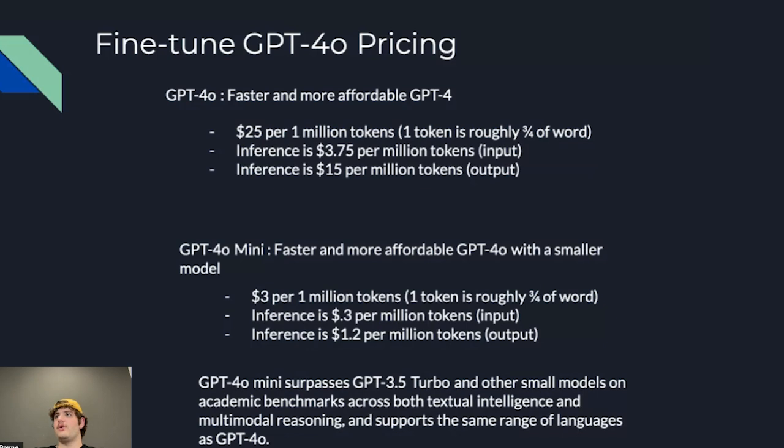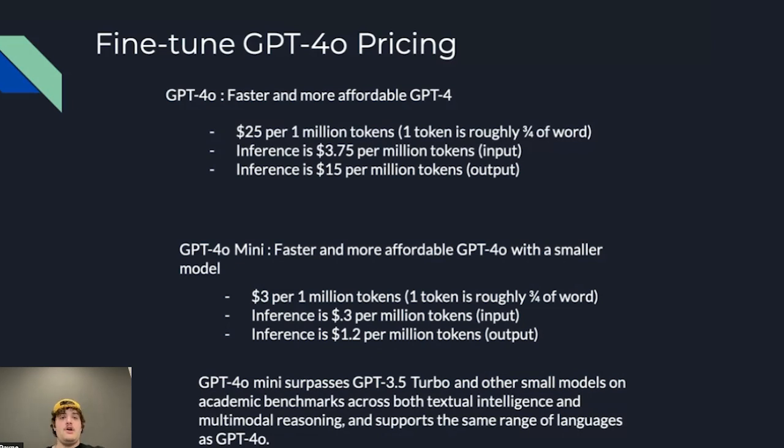$25 per million tokens of fine-tuning. That is a lot. I mentioned there, a token is roughly 3/4 of a word. The math breaks down a little bit different, but over a large sample size, it's roughly about 3/4 of a word. $25 for a million tokens in fine-tuning. And then the inference on the input, so the tokens you are providing as the input as a part of your prompt, is $3.75 per million. And then inference is $15 per million tokens on the output.